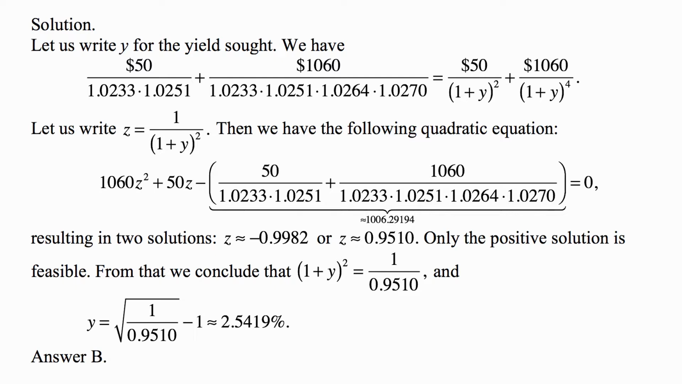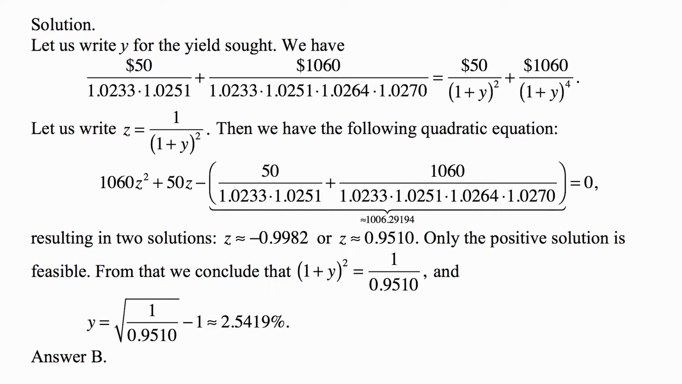And we make this equal to the present value of the cash flows, both of them, but calculated using one interest rate, and that one interest rate used for all cash flows. That's called the yield of the bond. Well, this expression now is an equation in which we need to find y. But instead of finding y, let's just write z for 1 over 1 plus y squared.